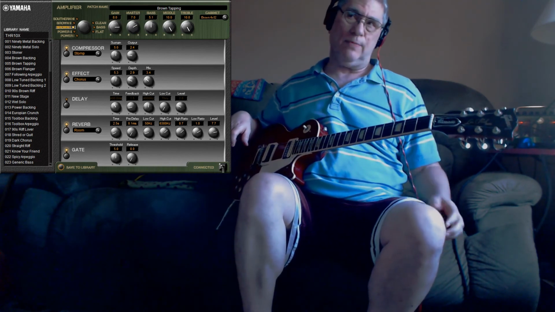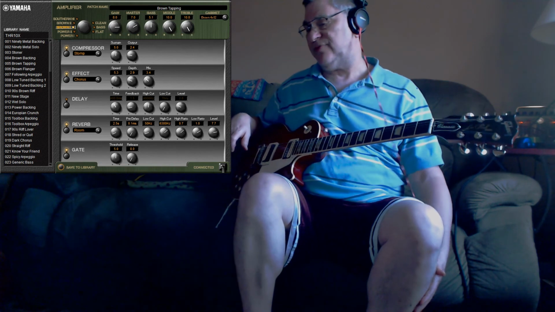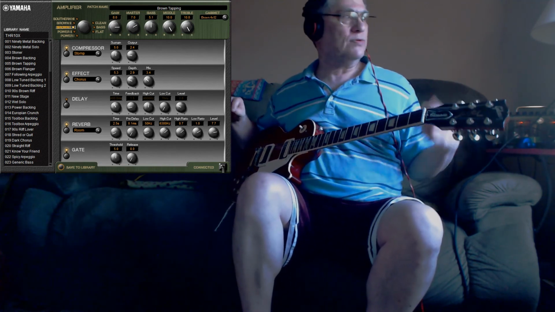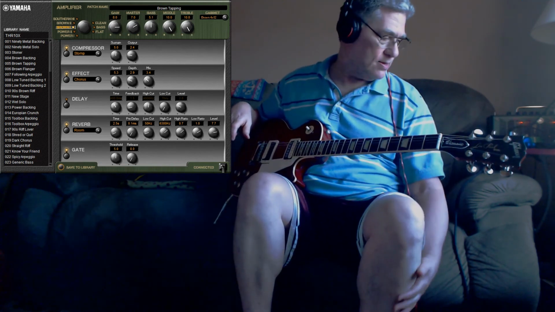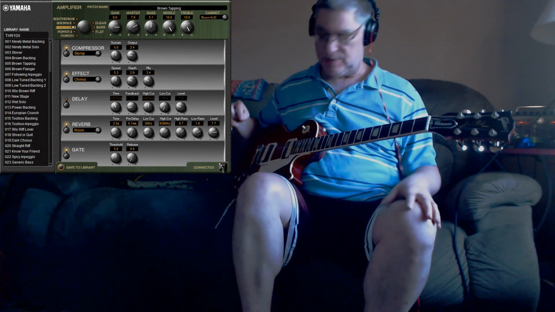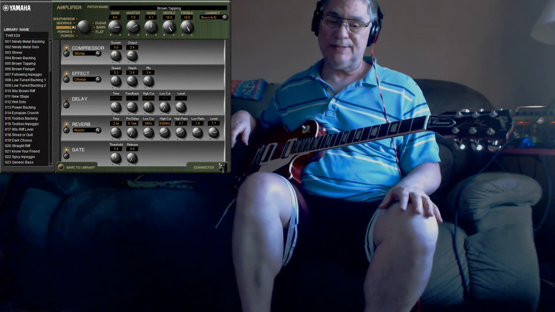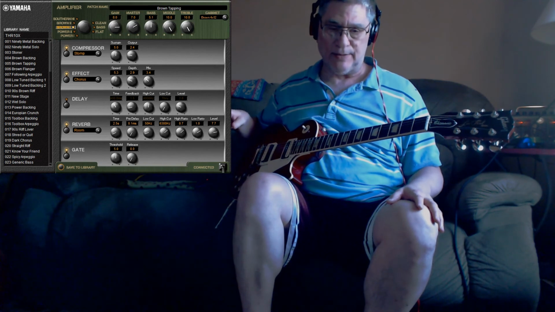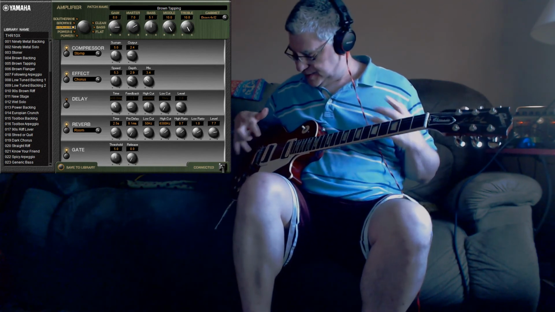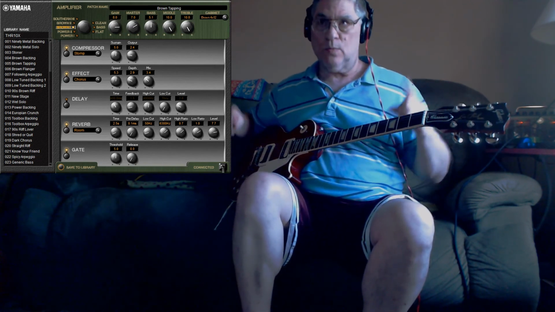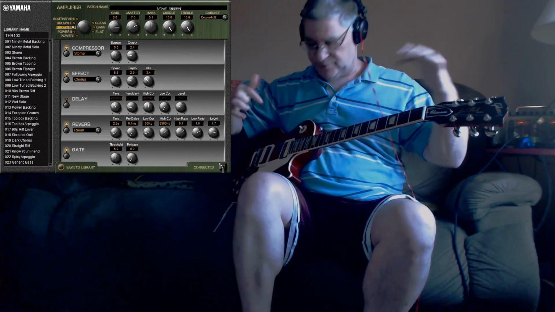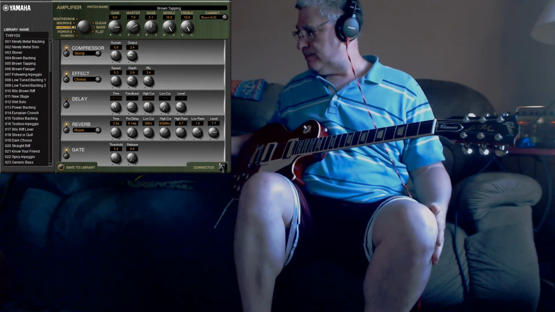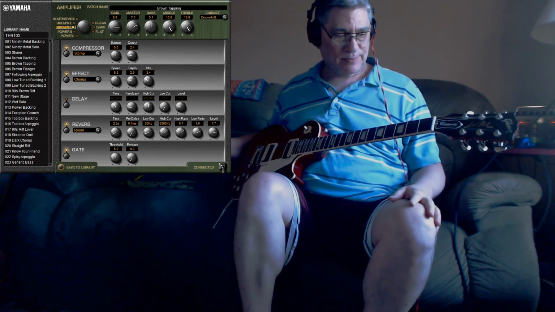Do I see a tube amp in the future? Nah, I don't think so, because I can't use headphones with a tube amp, I don't think. Maybe you can, but that's kind of defeating its purpose. Although the Line 6 Helix is very appealing to me. But I need to practice with this to get good. This is going to be my daily driver for a long while. This thing is just incredible.